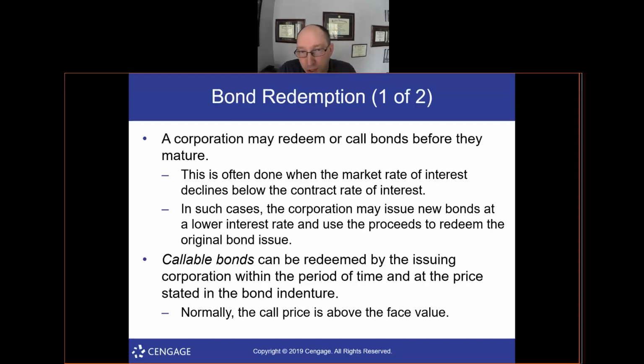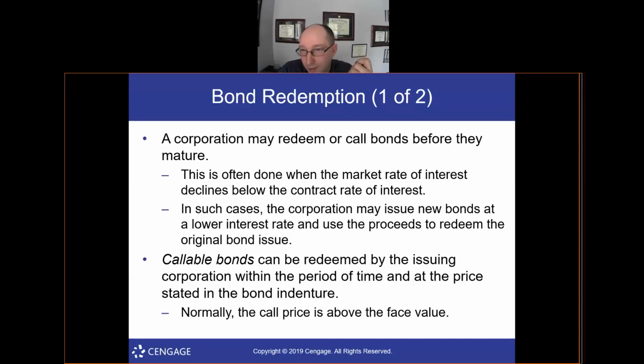Right. That person can call the bond, meaning they say, hey, listen, I bought this bond from you. I want you to repay me now instead of at the maturity date because the market rate is going to dip below the contract rate. And the reason why they do that is because they don't want to lose money, right? They want to make sure that they gain that premium on the bond. Does that make sense?